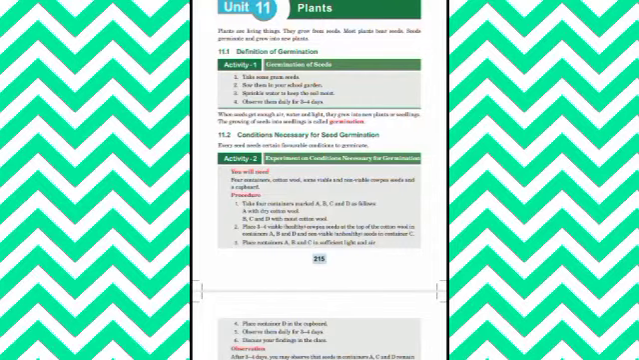So let's start on plants. Plants are living things, as we know. They grow from seeds. Most plants bear seeds. Seeds germinate and grow into new plants.